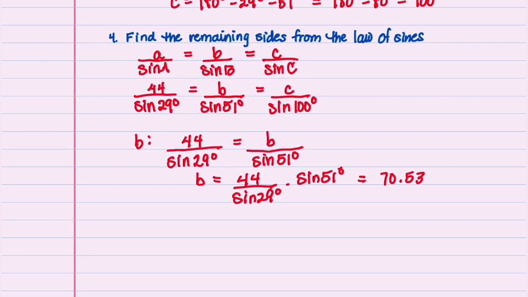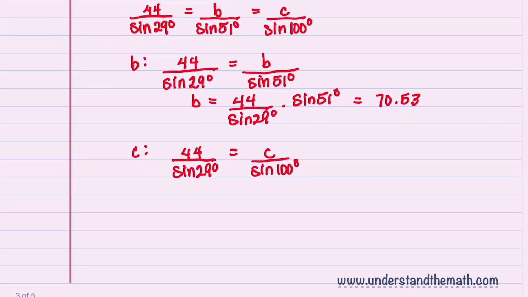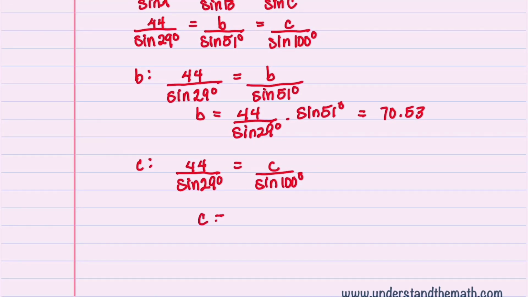Let's now solve for our side C. We have 44, again, divided by the sine of 29 degrees is equal to C divided by sine of 100 degrees. Multiplying both sides of the equation by sine 100 degrees, we get C is equal to 44 divided by sine 29 degrees times sine 100 degrees. And that gives us an answer of 89.38 when you throw it in your calculator.